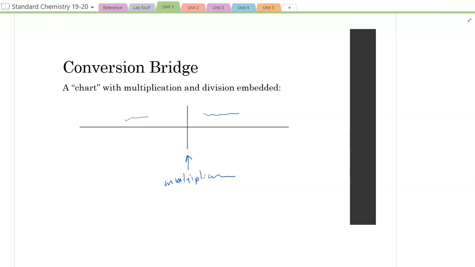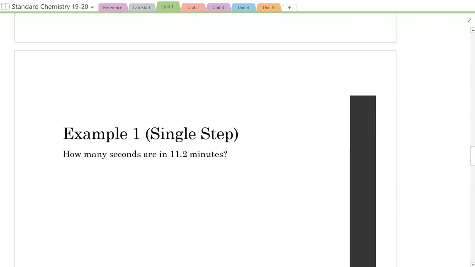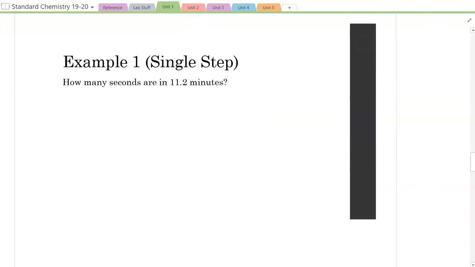Whereas anything that is on either side of this, right? So if a number is here and a number is here, that's going to be division. So the two numbers, wherever they are, they're going to divide and multiply based on the relationship across this line. Let's see how this is put into action in this one example here.